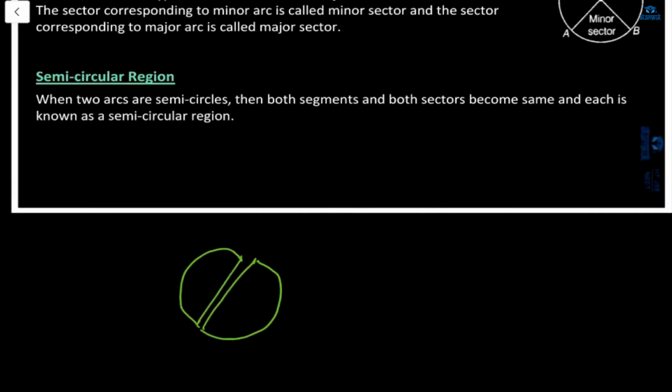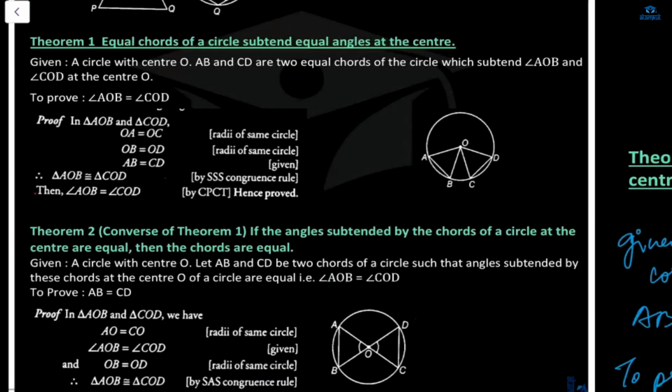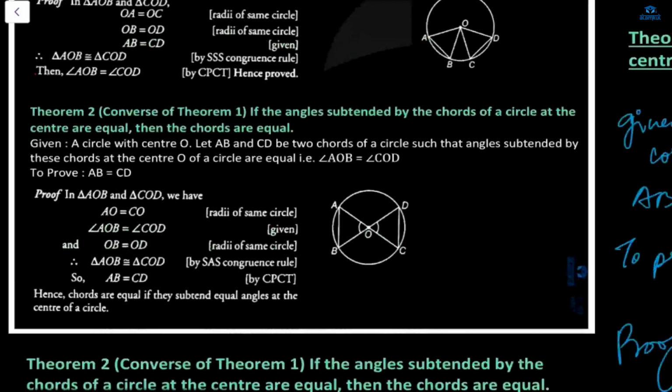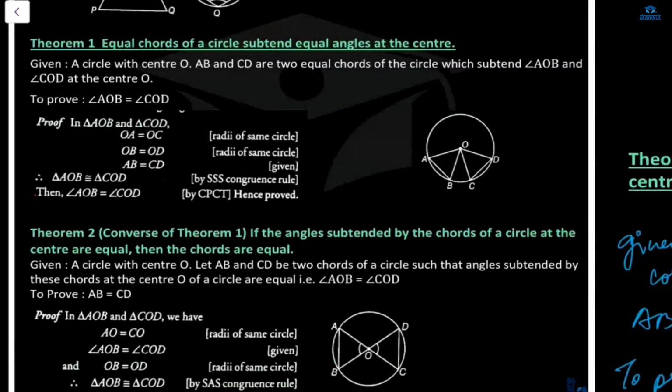Okay, these are the terms. I think you don't have any doubt in the terms. Theorem. Yes, ma'am. In theorem two, just a little bit of conversion of theorem 1, that is, if the angles subtended by the chord of a circle at the center are equal, then the chords are equal. This one? Yeah. Okay. So the main theorem is that equal chords of the circle subtend equal angles at the center. Now the converse was: if the angles subtended by the chords of a circle at the center are equal, then the chords are equal.